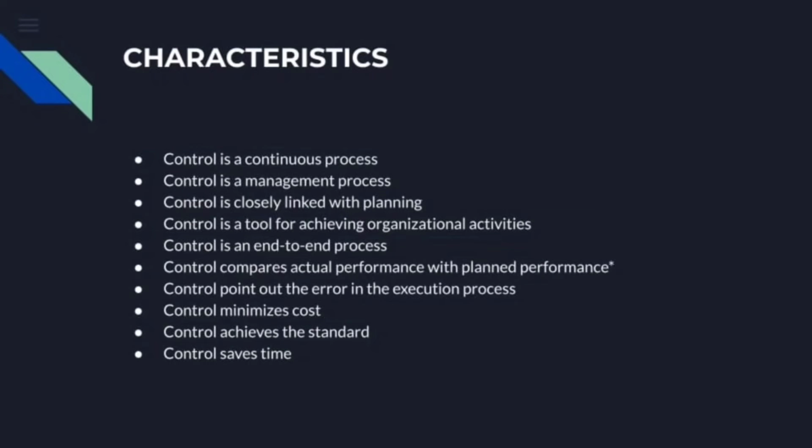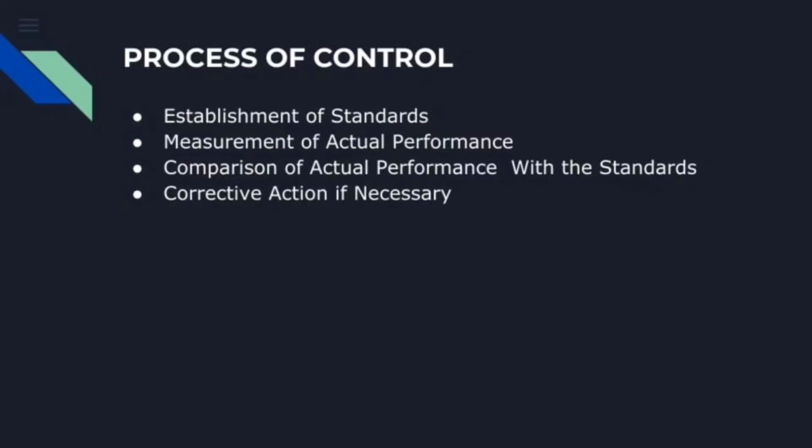After meaning, definition and characteristics, we can discuss the process of control. The process of control is stepwise. There are 4 steps in the process of control. The first step is establishment of standards. The second step is measurement of actual performance. The third step is comparison of actual performance with the standards. And the final one is corrective action if it is necessary. In the process of control, we need to check each and every point in detail and clearly.